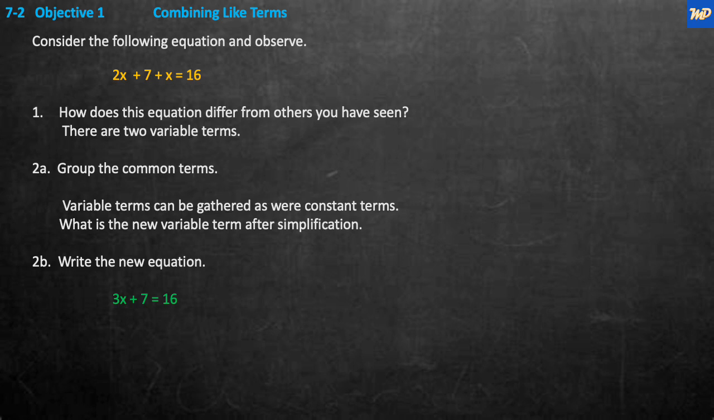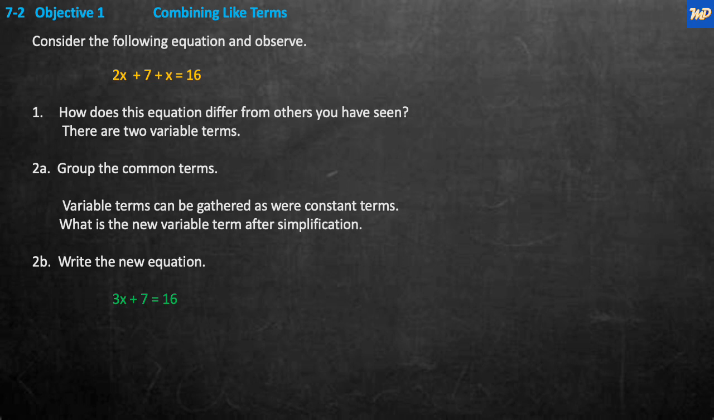Objective 1. Combining like terms. Consider the following equation and observe. So we start off with 2x plus 7 plus x equals 16. Well, they want us to look at this and base it on what we remember from the previous section. So how does this equation differ from others you've seen?